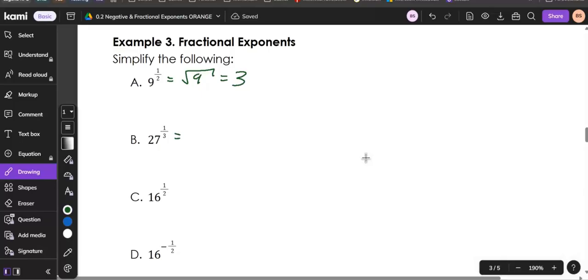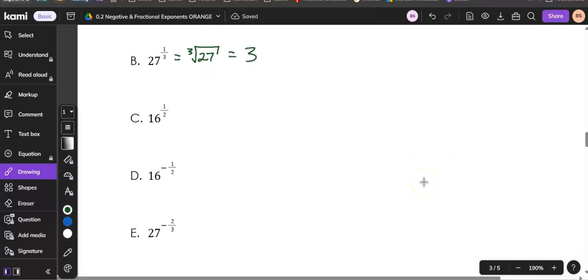What does this become instead? What does the 1/3 become? So if 1/2 was square root, what's 1/3? The cubed root. Okay, so we put the little 3 here, the index, and then we keep the 27. And what is the answer to that? Anyone know? 3 as well. Perfect.